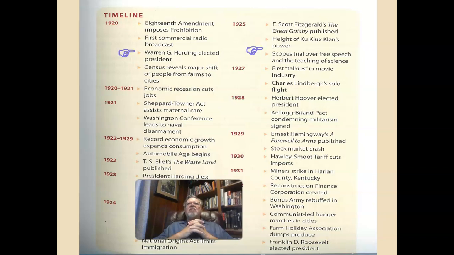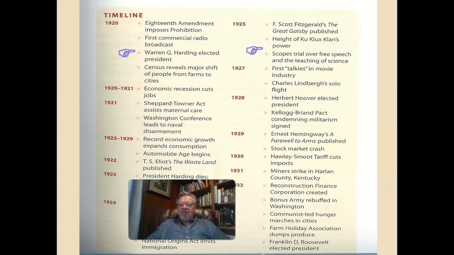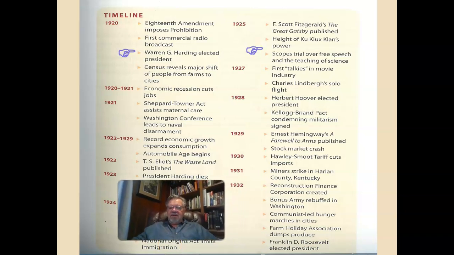The Bonus Army were World War I veterans who had been promised a bonus for their service in World War I, and at the height of the Great Depression, they were asking Congress to give them their bonus, and that's a very sad story. So, Franklin Delano Roosevelt is elected in 1932. So from there, we'll move on.